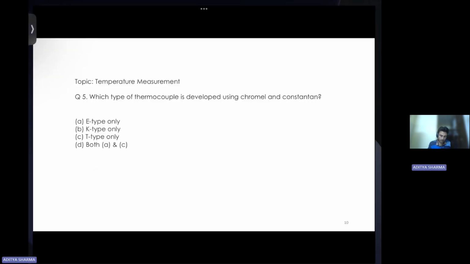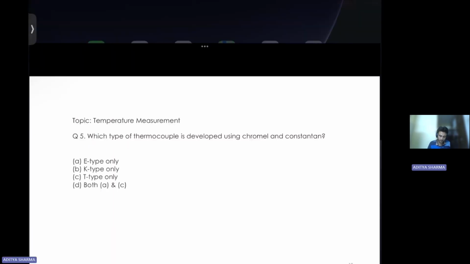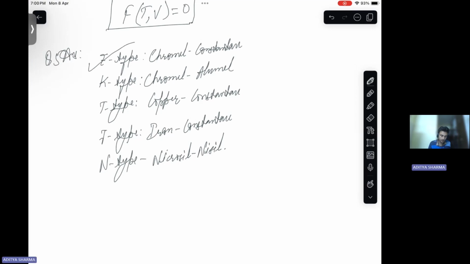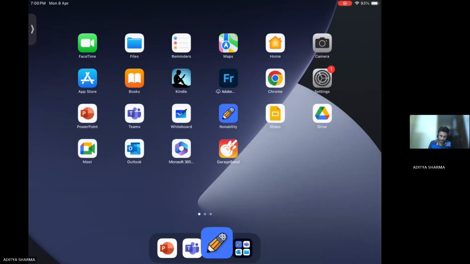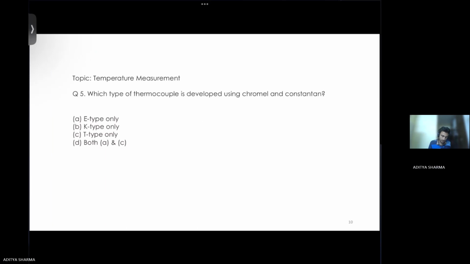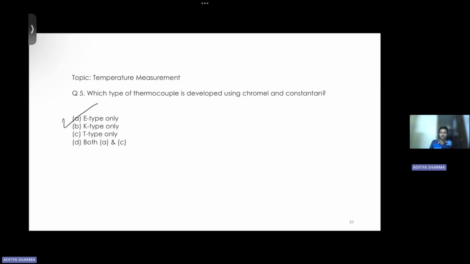So if we see our question, chromel constantan, we have E type. So answer A comes out to be the correct one. I have mistakenly given D as the answer, but A has to be the answer to this question.